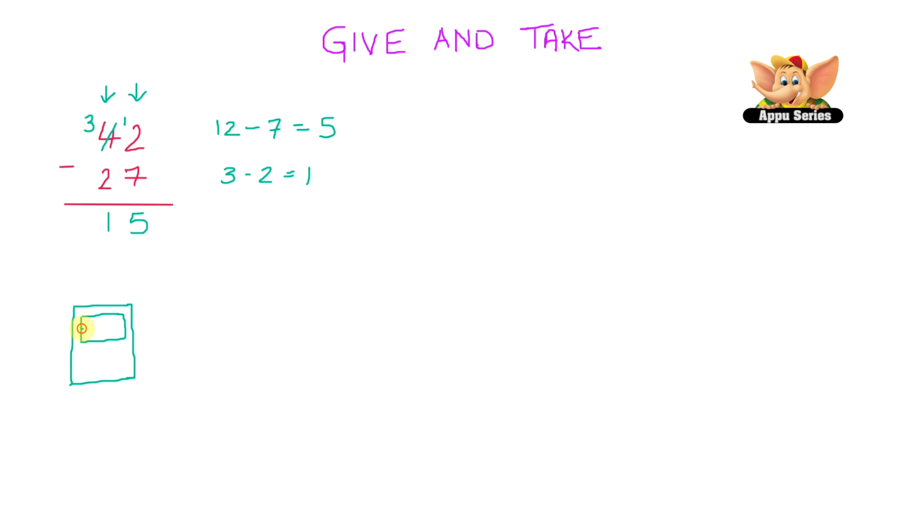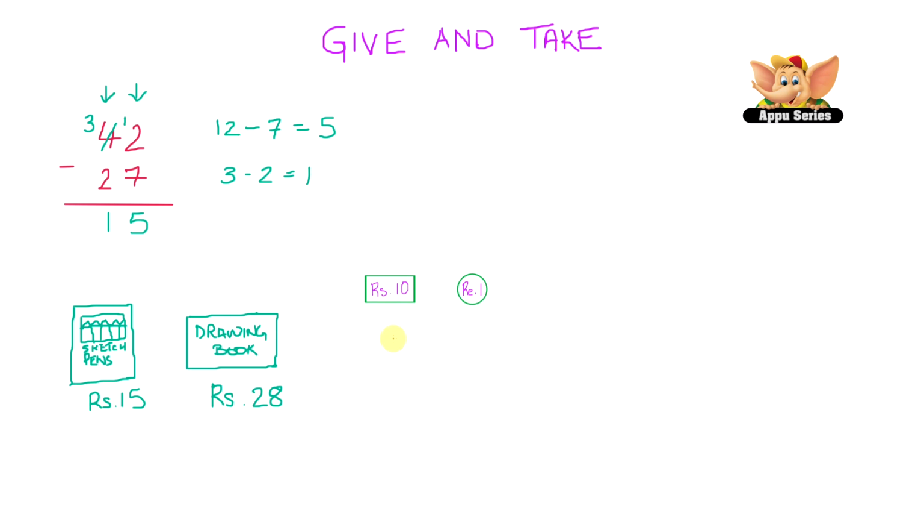Priya went to a store to buy a pack of sketch pens and a drawing book. Now you guys remember earlier we talked about currency. So now the sketch pen would cost Priya rupees 15. And the drawing book would cost her rupees 28. Now, how much does she have to pay the shopkeeper? So let's add up 15 and 28. Let's have a look at the currency here.